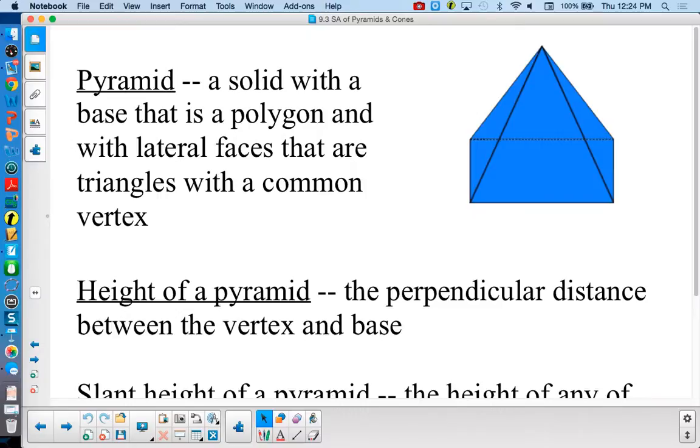The height of the pyramid is the perpendicular distance between the vertex and the base. So if I were to draw the height of this pyramid, go from the base to that vertex perpendicular, that's going to be the height of the pyramid. I'll have to scroll it so you can see what's on the bottom.